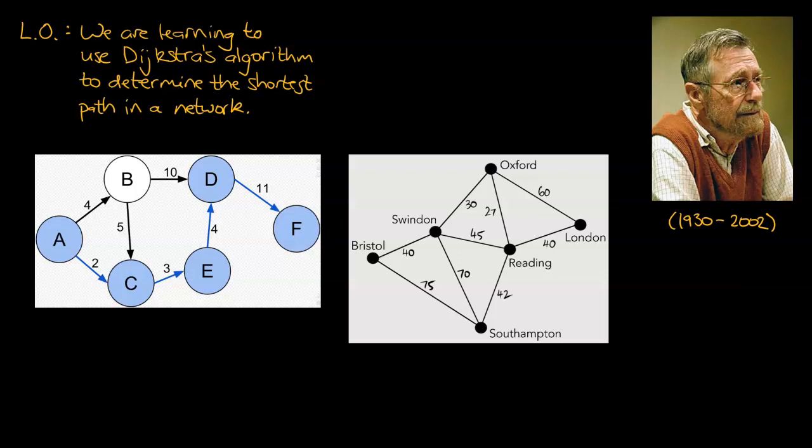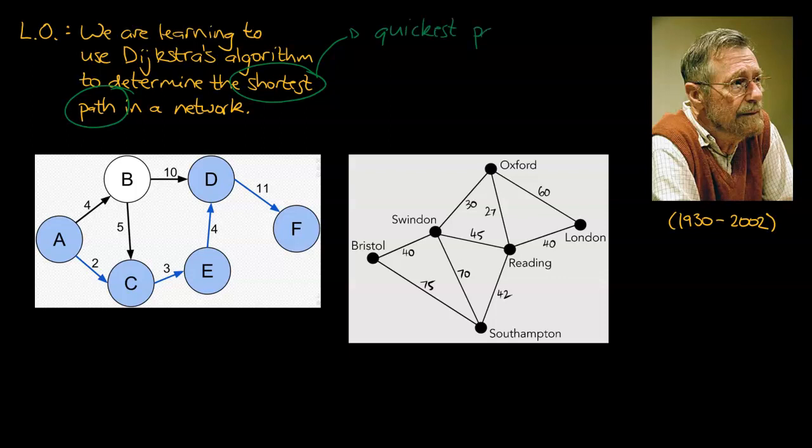In today's video, we've got a word that I don't know how to pronounce. It's actually a Dutch scientist's last name, and he's developed an algorithm to help us determine the shortest path in a network. And I'll show you what I mean by shortest path. So that refers to the quickest way to navigate between 2 points.